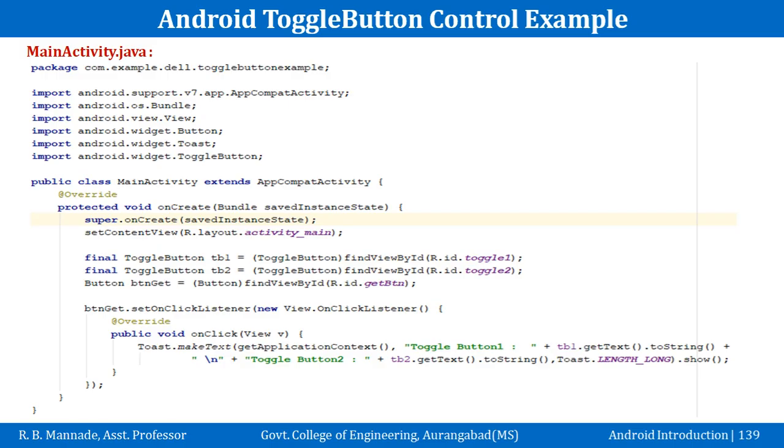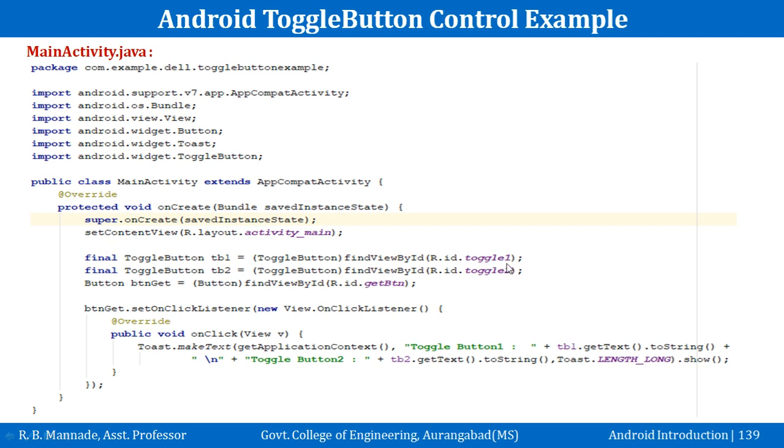Now observe here, we have declared 3 objects, 2 of which belong to the toggle button class. So toggle button TB1, toggle button TB2, and they are defined as final. It means these are constant variables or constant objects which will not be changed. These toggle buttons are mapped with their respective definitions which we defined in the XML layout file.